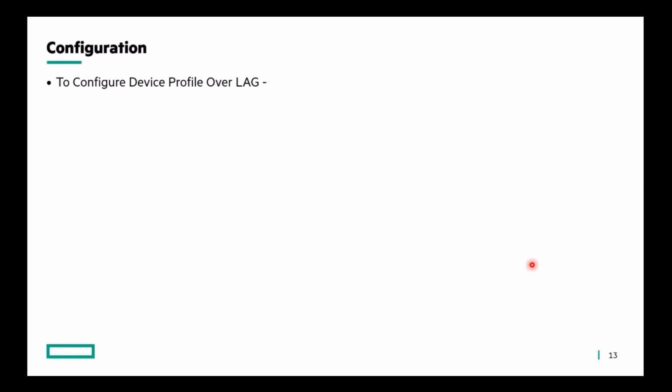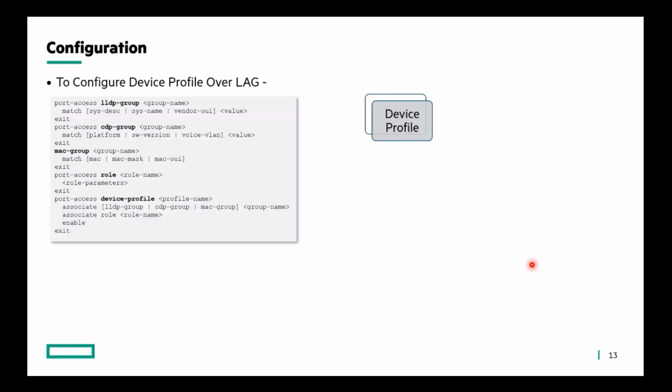First is the device profile over LAG configuration. So this is the basic device profile configuration. There's no change as part of that in the 10.13 release. First we will configure an LLDP group. This LLDP group can match based on system description, system name, or vendor OUI. Next, similarly, we'll configure a CDP group, and it can match based on the platform, software version, or the voice VLAN query. And last, we have the MAC group. This can match the source MAC address from the end device. It can match using the actual MAC address, MAC mask, or the MAC OUI.